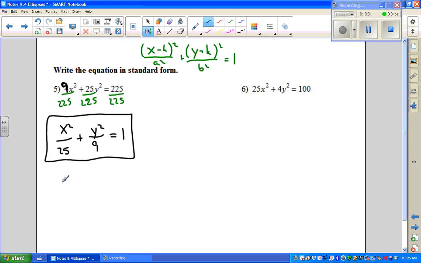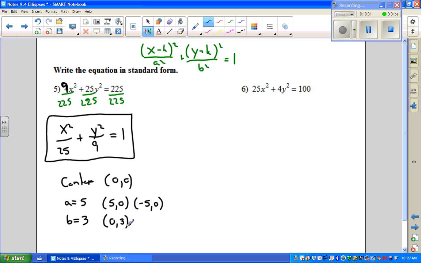Important stuff that comes out of here, your center. Your center for this one is 0, 0. So your center is going to be at 0, comma 0. Your A value right here, 25, square root of that is 5, and your B value is equal to the square root of that, which is 3. So from that, you should be able to identify that your vertices are going to be at 5, comma 0, and negative 5, comma 0. And you should be able to identify that your co-vertices are 0, comma 3, and 0, comma negative 3.